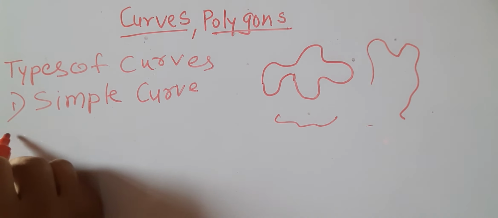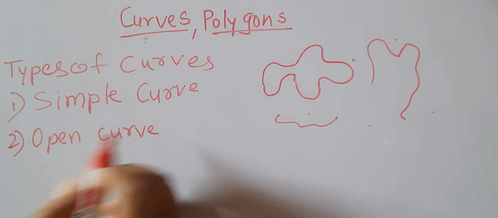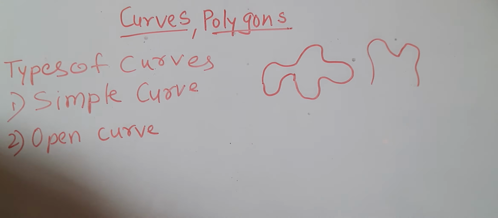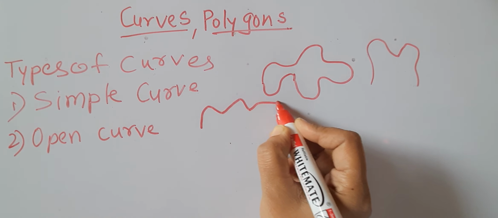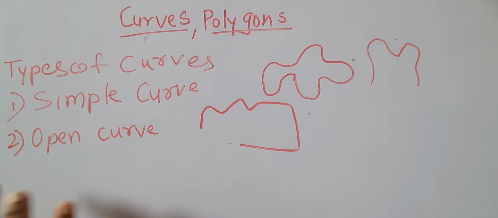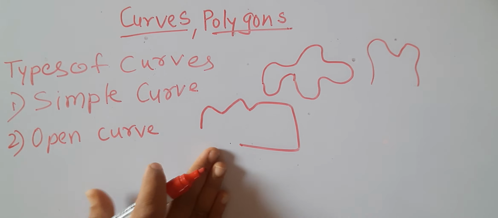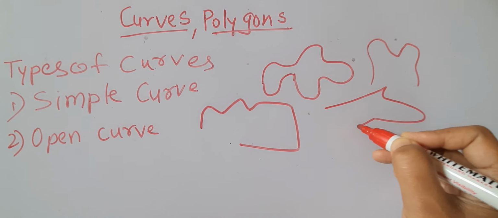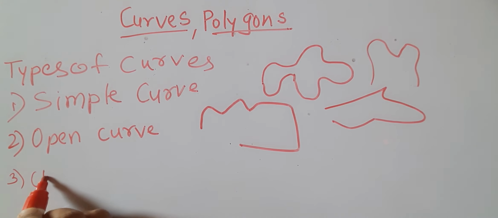The second type is open curve. An open curve is a curve that does not begin and end at the same point. Suppose this is the starting point and I am drawing a curve, but I am not completing it at the same point, then it is known as an open curve. It is open because it is not completing at the same point. The curve which starts but does not end at the same point is known as an open curve. It's very simple.